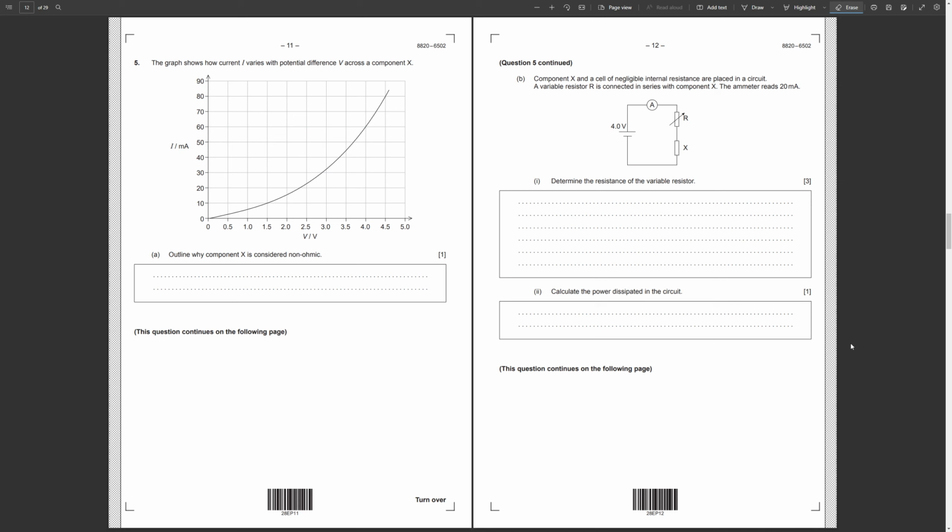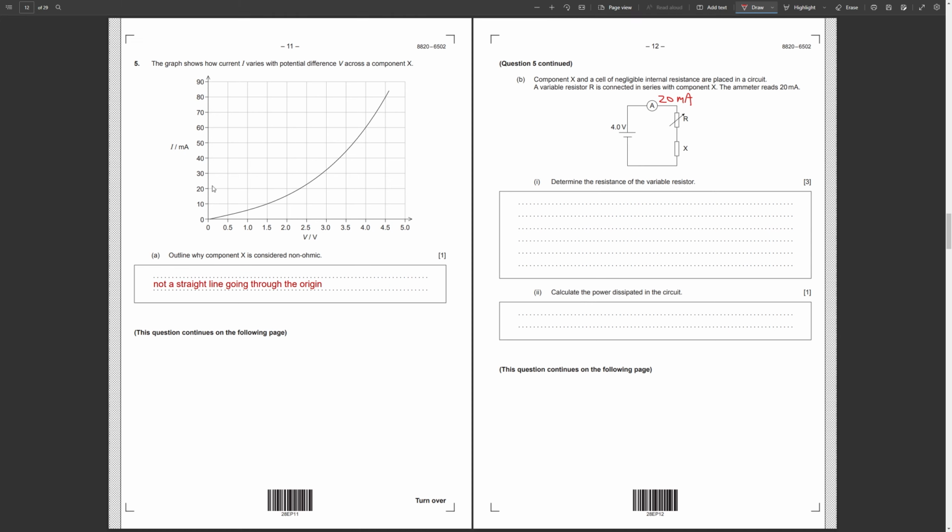Question 5, you are given a current against potential difference graph. And this graph is a nonlinear graph, which makes it a non-ohmic conductor, because all ohmic conductors must be a straight line going through the origin on an IV graph. Part B, the ammeter is reading 20 milliamps, which means all devices right now are connected in series. Then every single component that you can see is carrying 20 milliamps, including the component X.